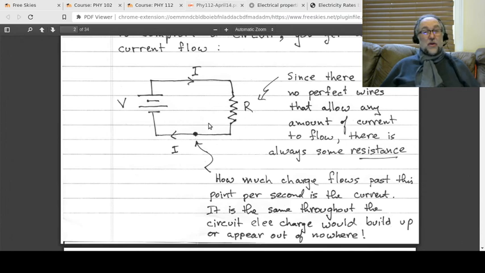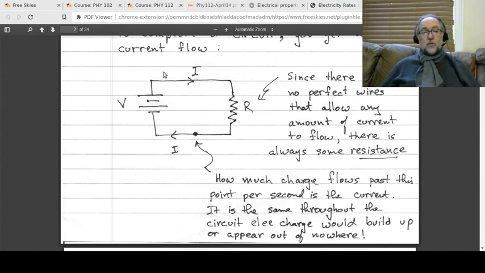If you had different currents at different points, like if the current up here were bigger than the current down there, that means more is flowing into this resistor than is flowing out of it. How's that possible? Would the electrons just build up in there? If you had more current flowing in than flowing out, then charge would either build up or deplete, and that's an impossibility, okay?